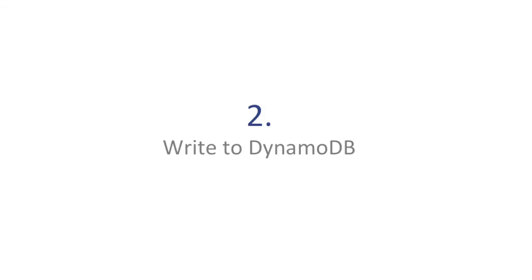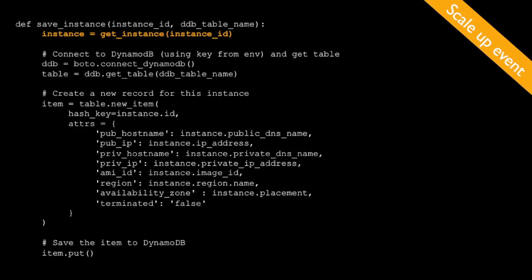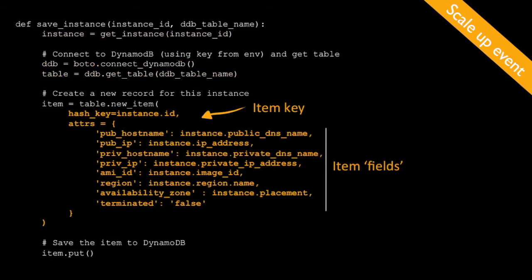Next thing to do is to write to DynamoDB. Again, it's just as simple in Boto to do this. So I'm going to, in this case, save an instance on a scale-up action. I'm going to get an instance ID from my message data that I pulled from SQS. I'm going to connect to my DynamoDB table, and then I'm going to insert a new item into DynamoDB.